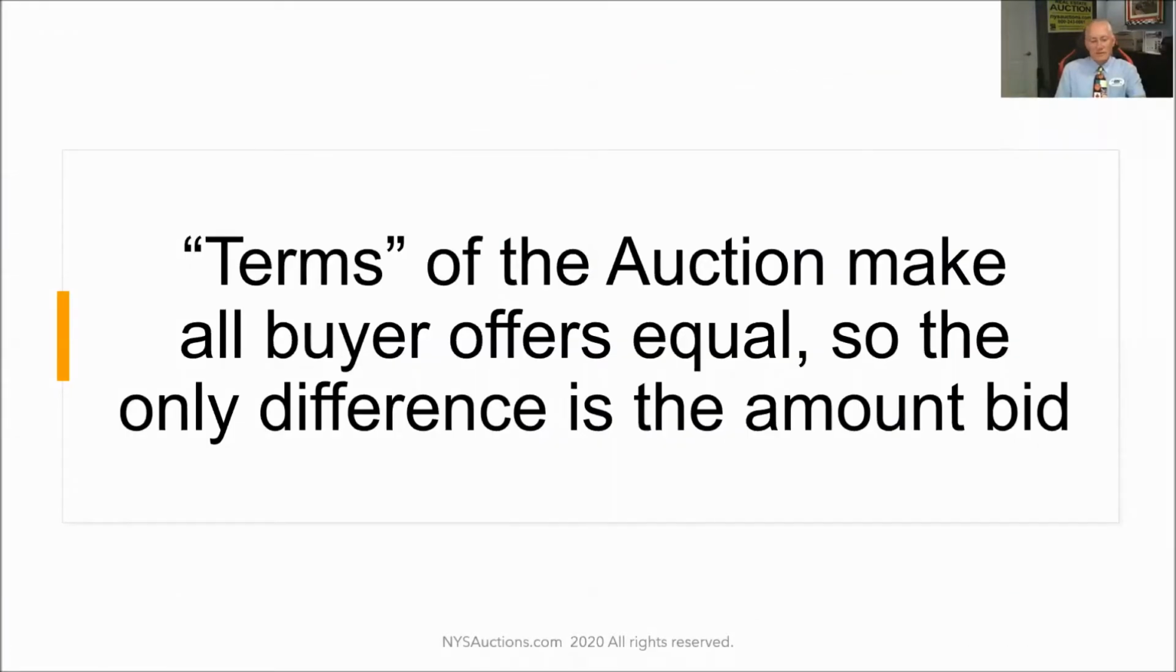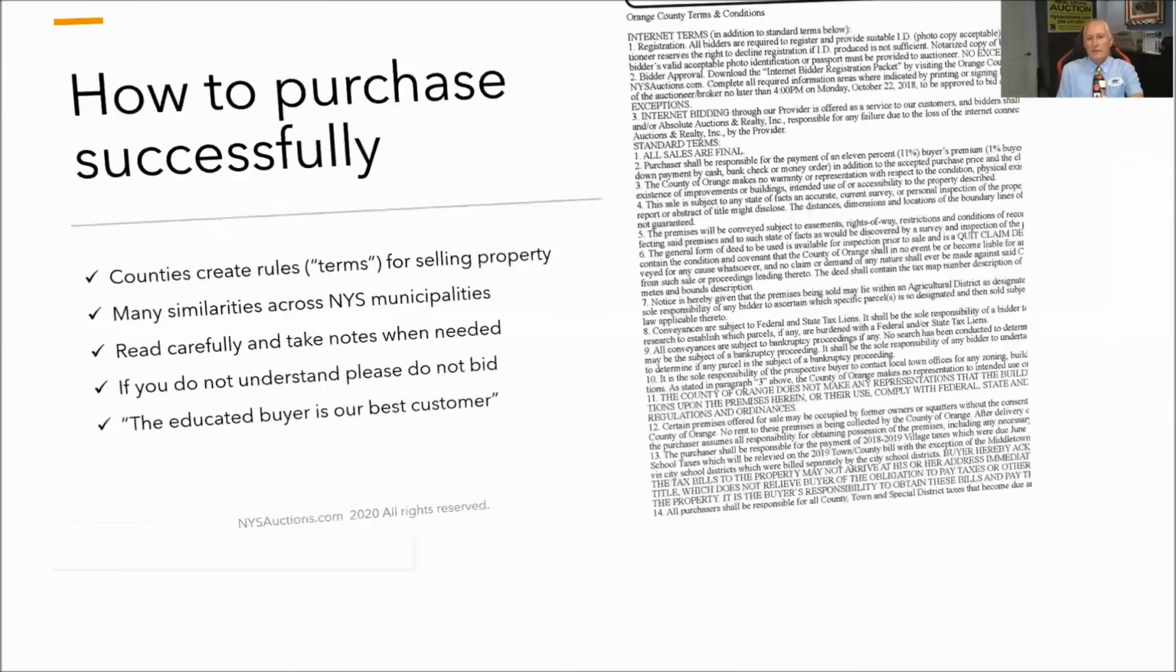The terms of the auction put everyone on a level playing field. The terms of auction are the rules by which the counties or the other municipalities agree to sell you real estate, and all potential buyers agree to those terms. It puts everyone on an equal footing so that the only difference between all buyers is the bid amount, how much is being offered. So it's really a fair and equitable way to buy real estate through the auction method.